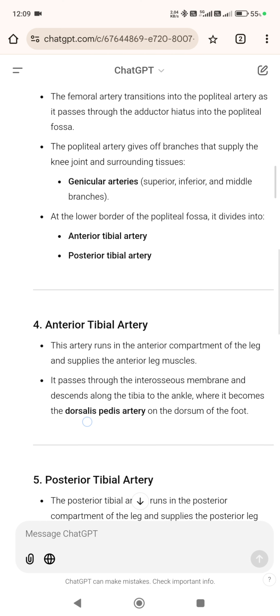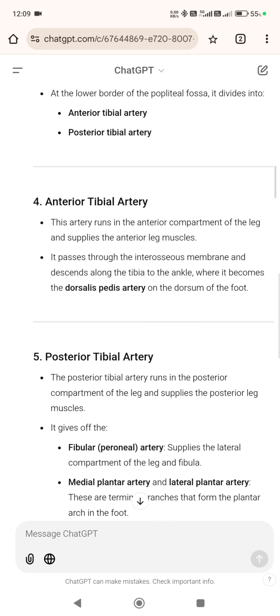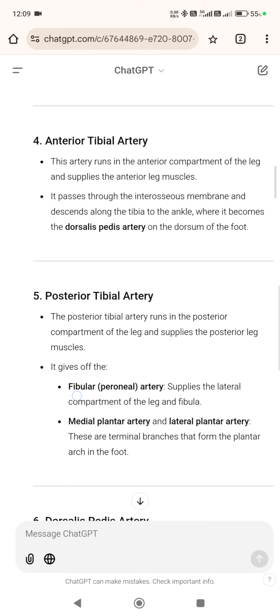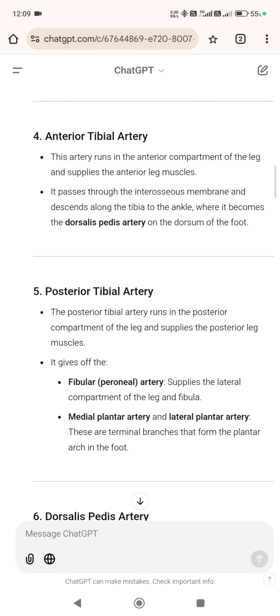4. Anterior tibial artery. This artery runs in the anterior compartment of the leg and supplies the anterior leg muscles. It passes through the interosseous membrane and descends along the tibia to the ankle, where it becomes the dorsalis pedis artery on the dorsum of the foot.